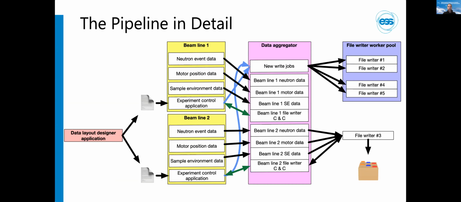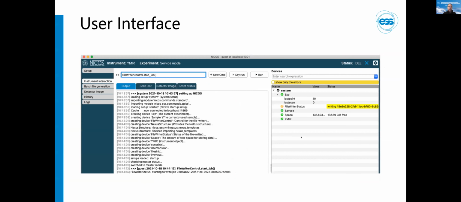So that's one of the upsides of using a data aggregator and this kind of layout as well. Just a quick look at the user interfaces. For those of you familiar, we're using Nikos for experiment control. Nikos provides us with a Python interface for running an experiment. It also gives us a graphical user interface view of some of the devices, at least the devices important for the user that are available.